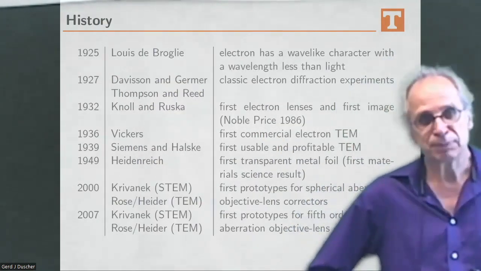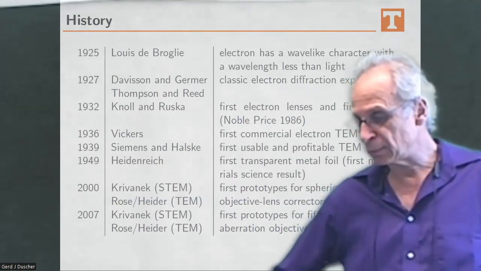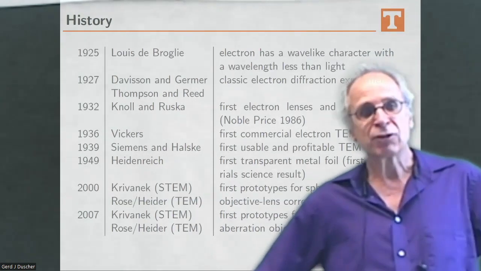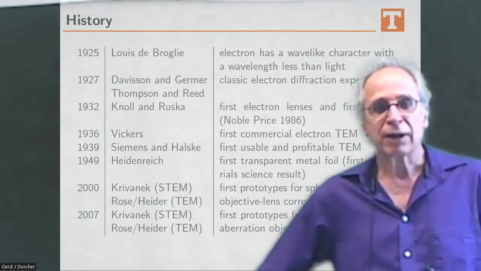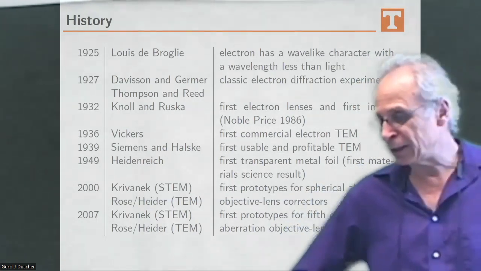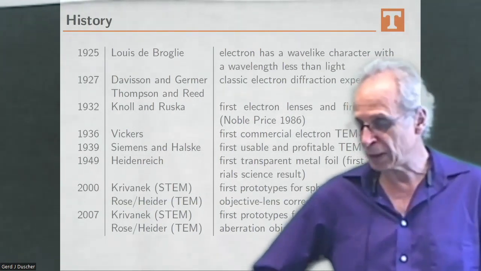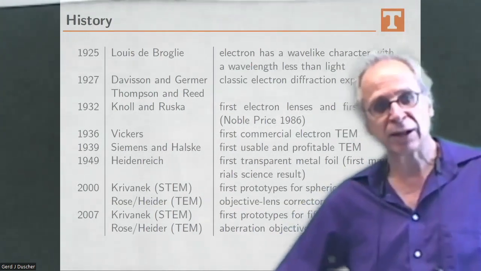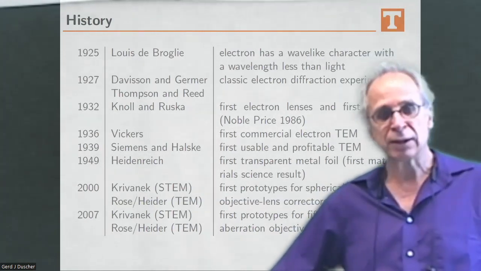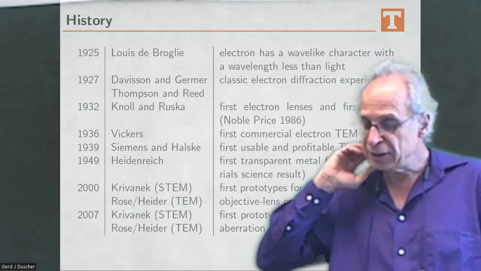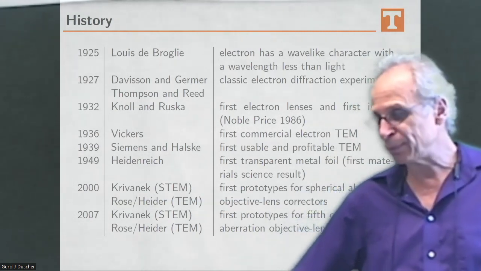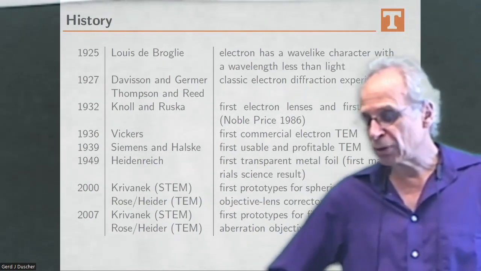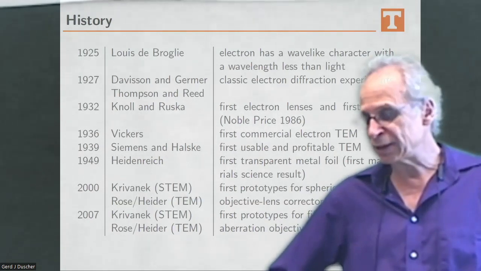Very brief introduction to microscopy, or history of microscopy. So the electron was actually discovered by Davisson and Germer. So 100 years of that experiment is coming up. De Broglie with the wave-like character, and it was not very long after that discovery that there was a microscope.